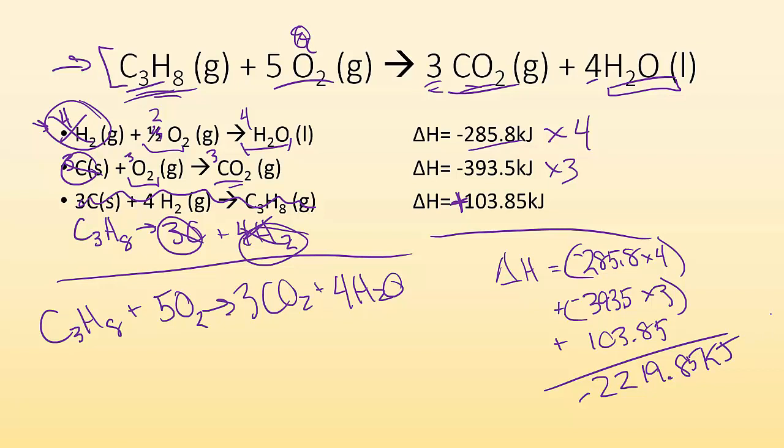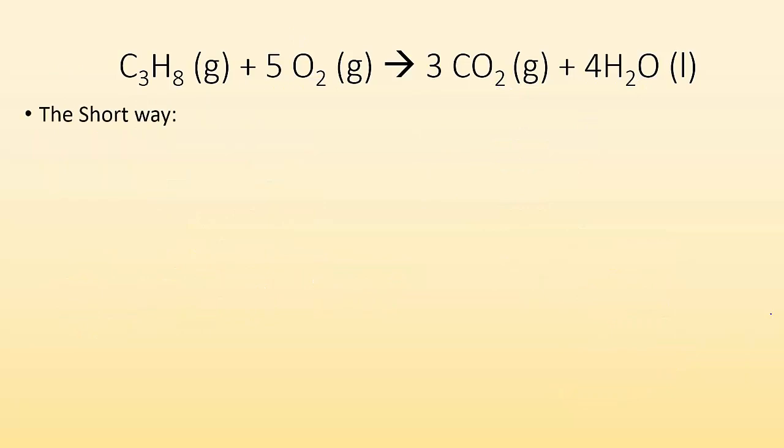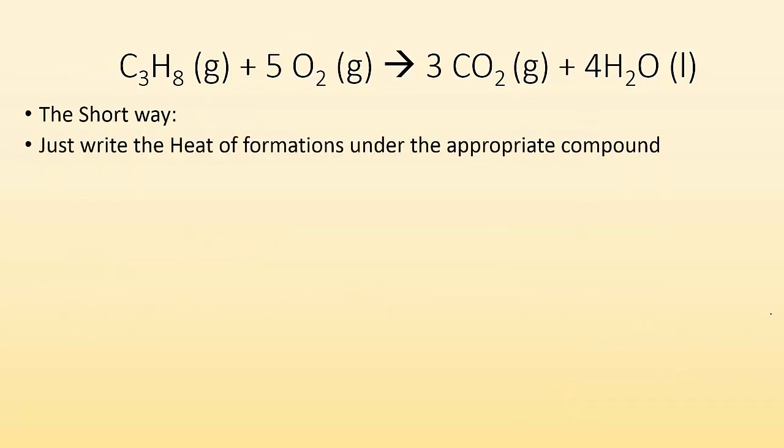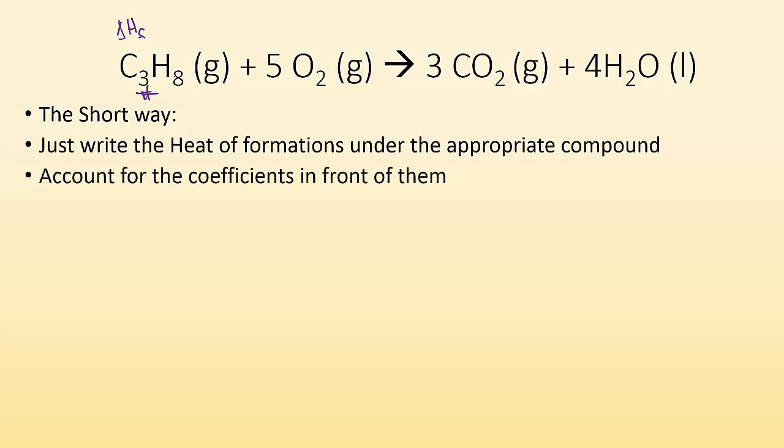That's the long way. And I hope you see why it's the long way. It's kind of obnoxious, okay? So why don't I show you the short way? The short way is to just write the heat of formations under the appropriate compound. So you look up what's the delta HF for this compound and then just write the number below it, okay? Then you're going to account for the coefficients in front of them.